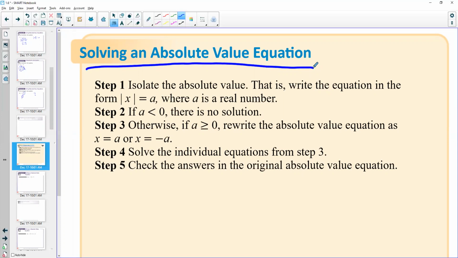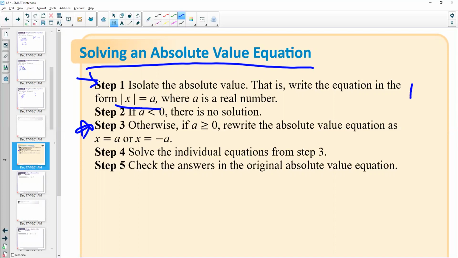All right, so now we want to solve these absolute value equations. There are two keys. The first is to get into standard form. Isolate the absolute value, write the equation as absolute value of x equals a, where a is a real number. When a is less than 0, there's no solution. Otherwise, rewrite the absolute value equation as x equals a or x equals -a. Those are the two key steps. Once you do that, you can solve. But here's the thing.